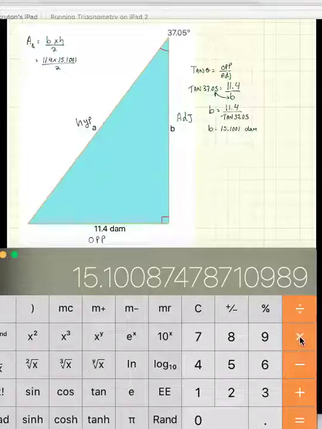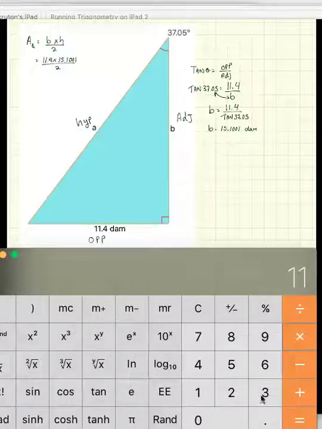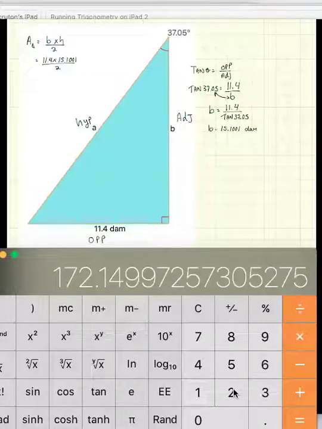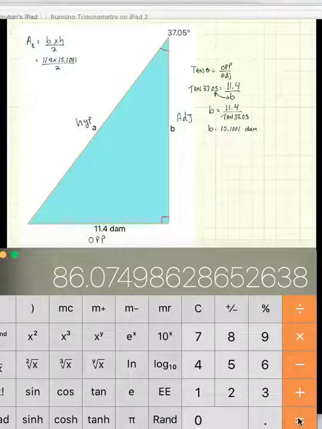All right, so I have the 15.1001 in the calculator already, so times the 11.4 divided by 2 is equal to 86.0749. But the 8's going to tell the 9 to round up to a 10. We're going to carry the 1, so it's going to be 86.0750. You don't have to write the 0, of course. And this is area, so it's decameters squared.